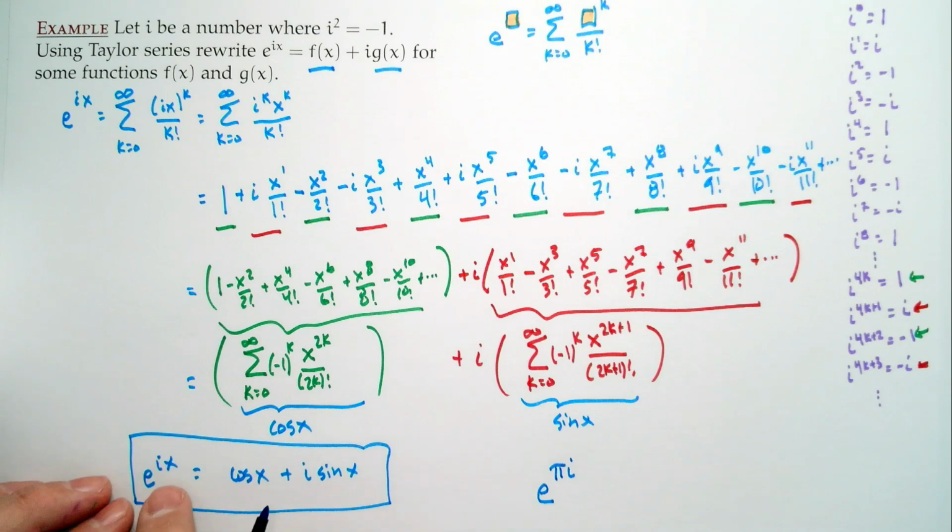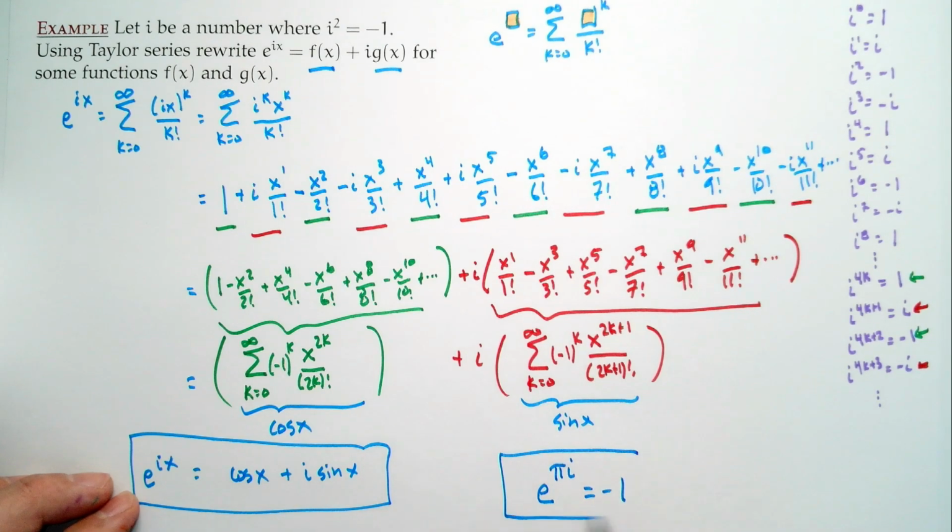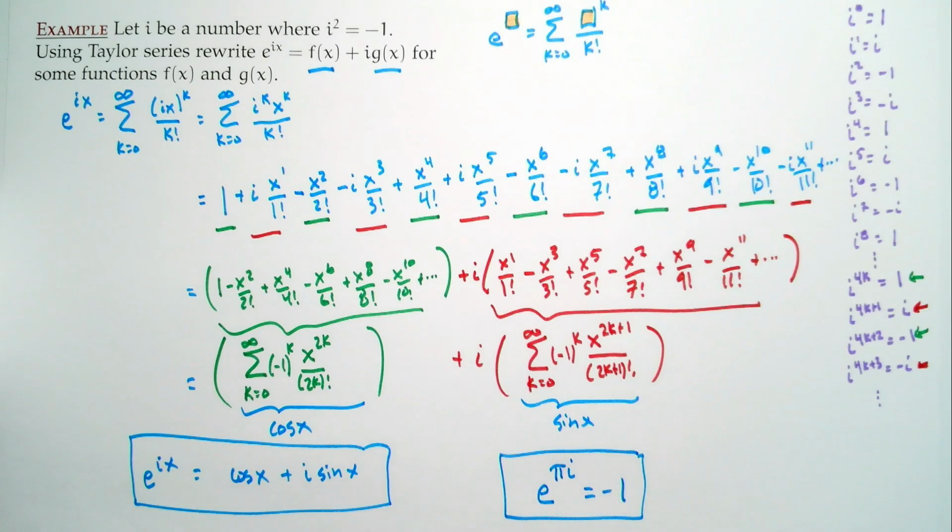well, okay, so that's x equals pi. Cosine of pi is minus 1. Sine of pi is 0. So e to the pi times i is negative 1. What? Really? Yeah, really. It's amazing.